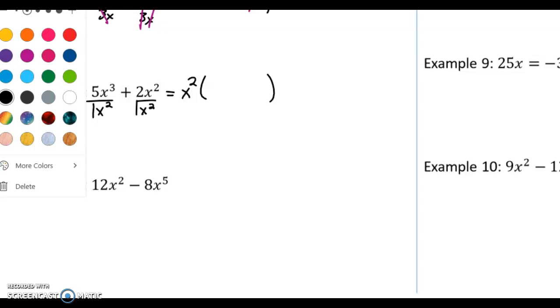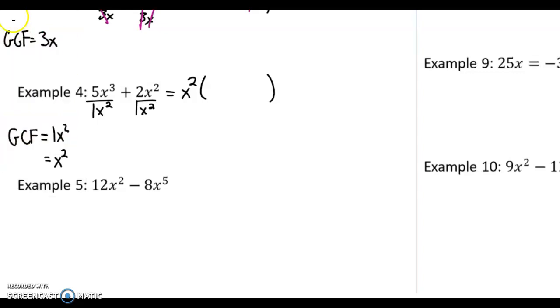So let's look at this. 5 divided by 1 is 5. And then x cubed divided by x squared, remember you subtract the powers and you get x to the 1, or just x. So you get 5x. And then 2 divided by 1 is still 2. And then x squared divided by x squared is 1, so they essentially cancel out to 1. So my answer is x squared times 5x plus 2.